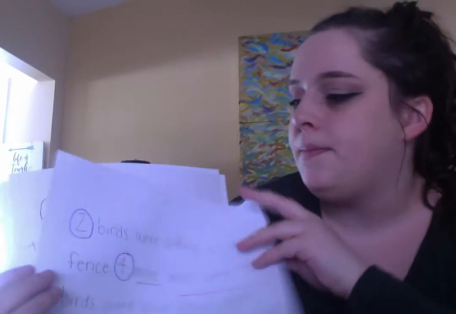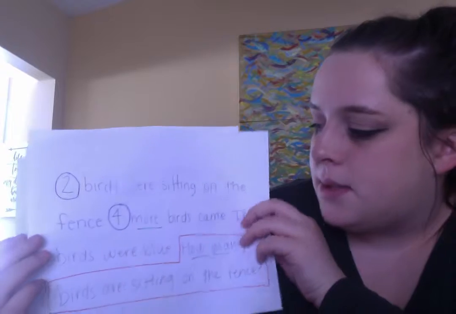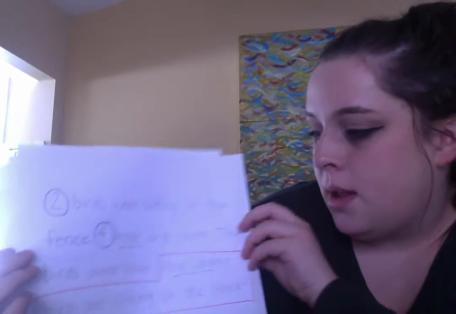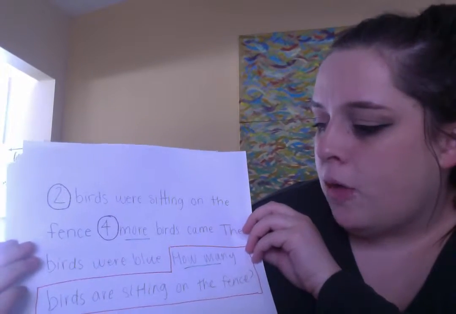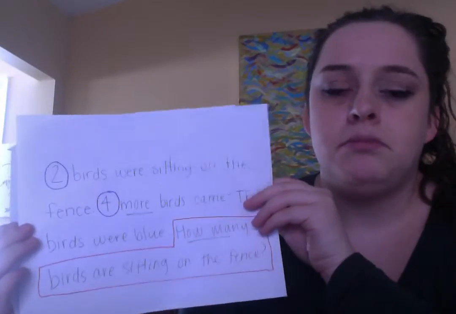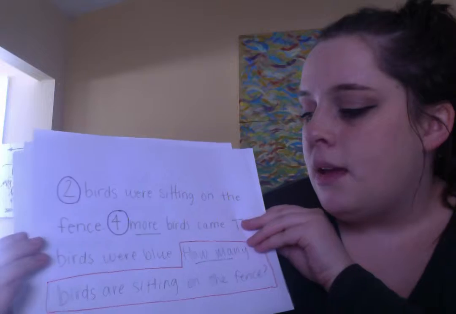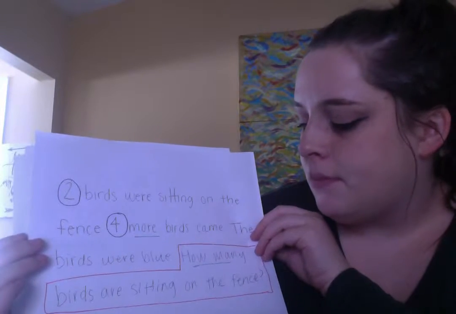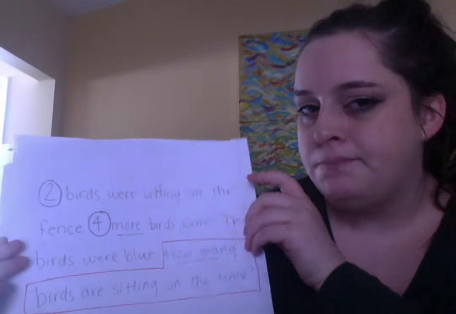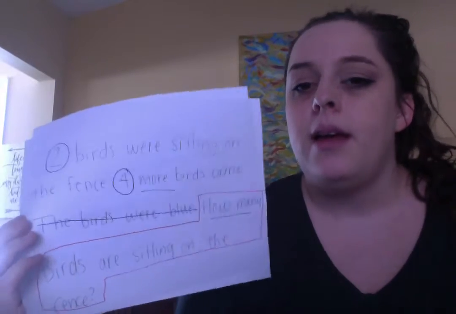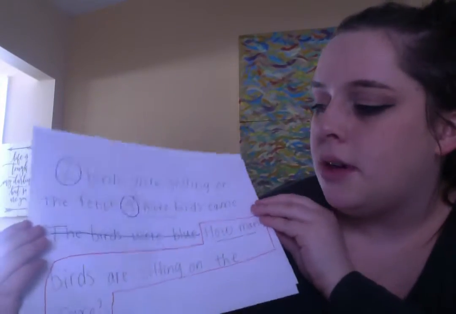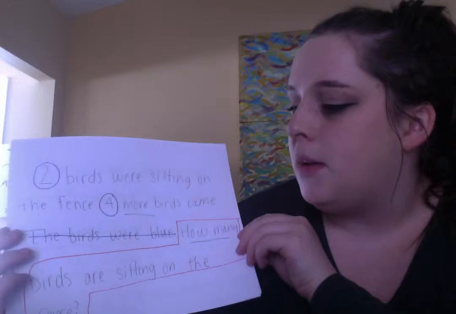So let's read it again. 2 birds were sitting on a fence. 4 more birds came. The birds were blue. How many birds are sitting on the fence? Do we think there's any information in there that we may not need? It might not be important. The birds were blue. We don't need to know what color the birds are. That's just an extra distractor in our question. So let's cross it out and eliminate it.